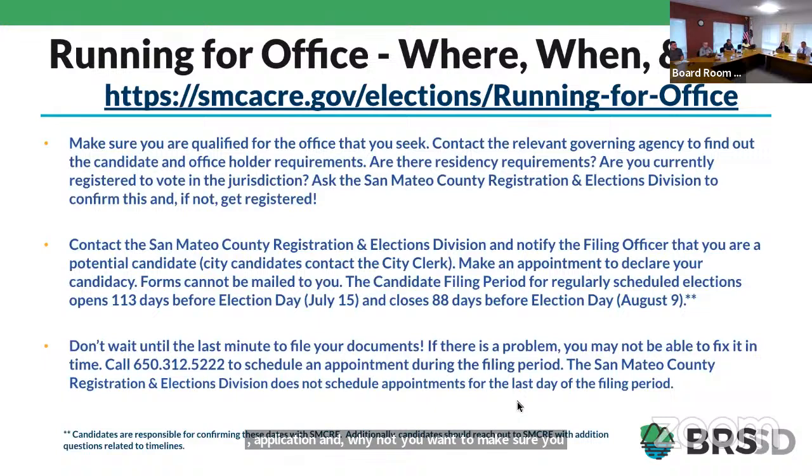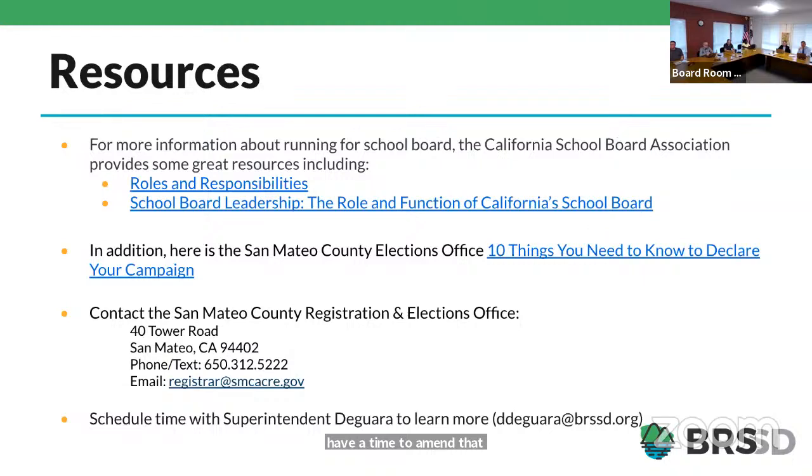And then on the last slide, there are some resources. These have been in all of our publications. CSBA, California School Boards Association, talks about roles and responsibilities and leadership. If you're interested in all the transparency things that the board was mentioning, the Brown Act, that's what it's all called. And don't worry, you'll learn about that in your board training once you get started. There's also, again, the 10 things you need to know. Offices are on Tower Road, just close to the district office.